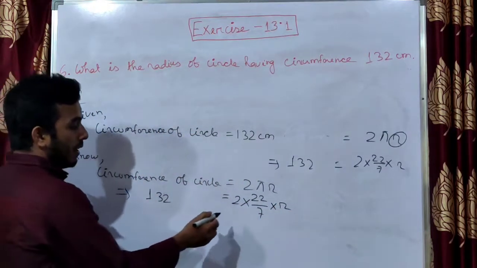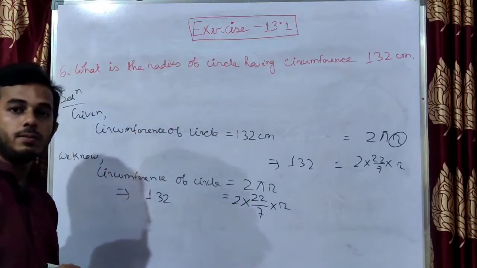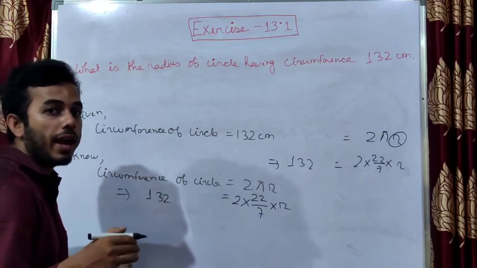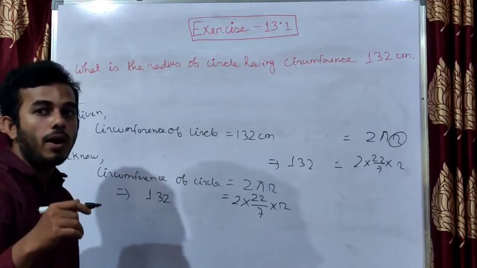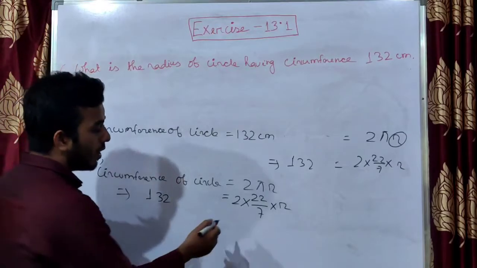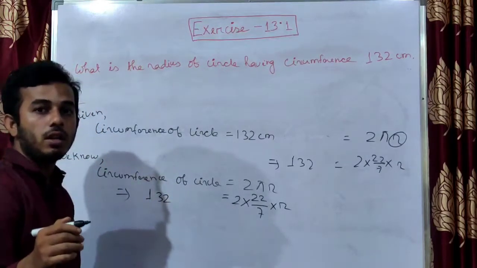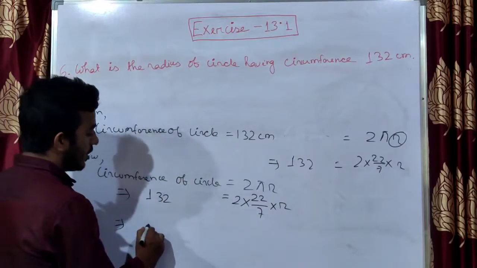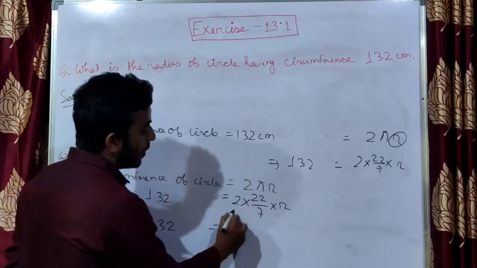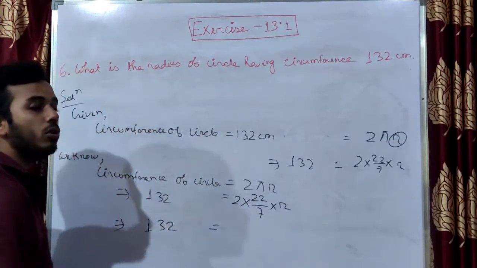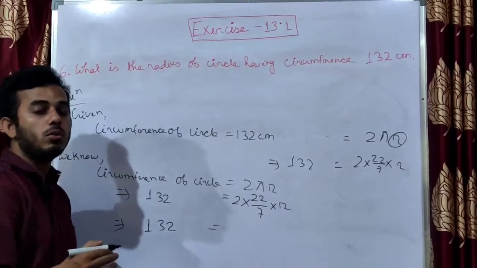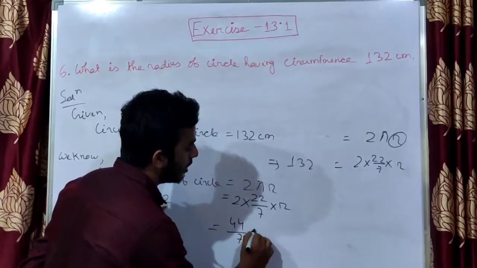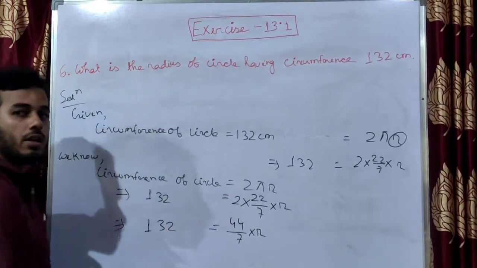Now look, is it numerator or denominator? This is numerator. Okay, every number has a hidden denominator 1, and every number also has a 1 which is multiplied, always multiplied. So here this is numerator. Now we will multiply numerator with numerator. So if we multiply 2 into 22, how much will it be? 2 into 22 will be 44. So can we write 44 by 7 into r? Okay.